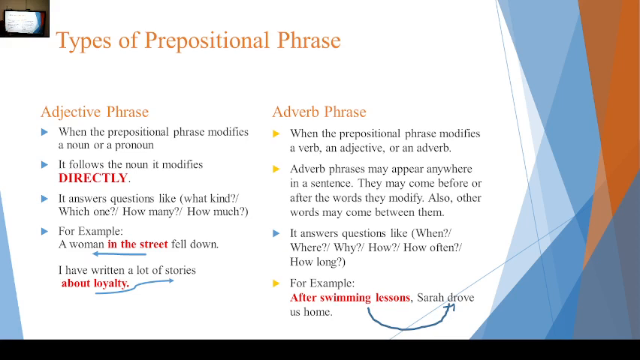So let's see this example. "After swimming lessons, Sarah drove us home." So the prepositional phrase here is after swimming lessons. What does it modify? It modifies the verb drove. When Sarah drove us home. When, it answers the question when. So here we have this prepositional phrase that functions as an adverb phrase. Why? Again, because it modifies the verb drove and it answers the question when.